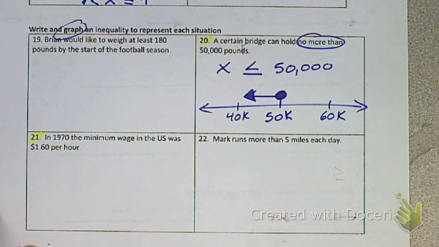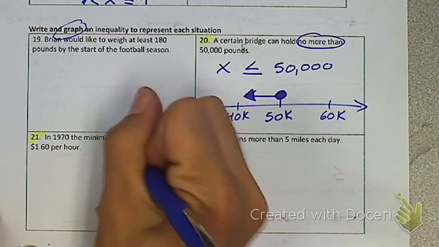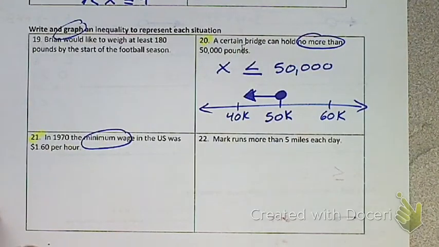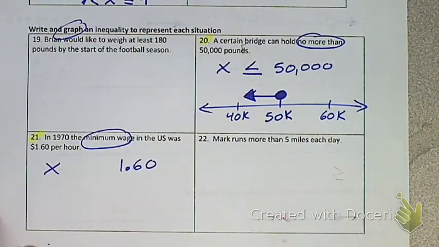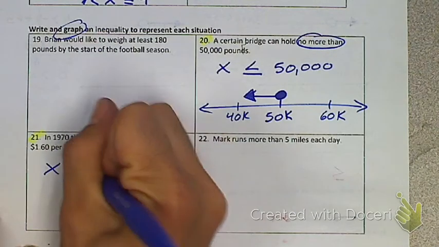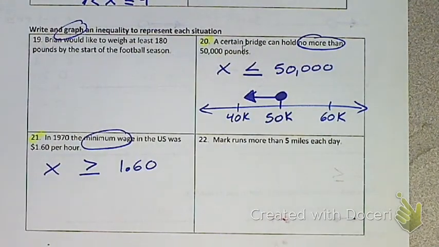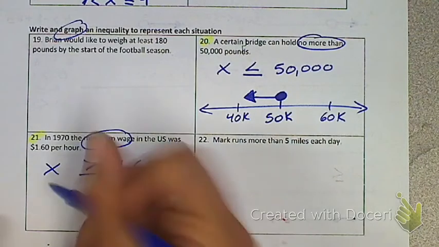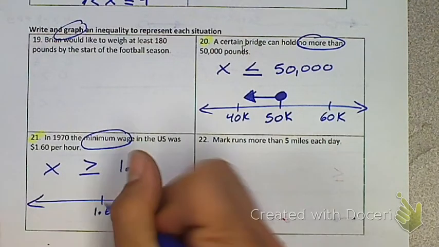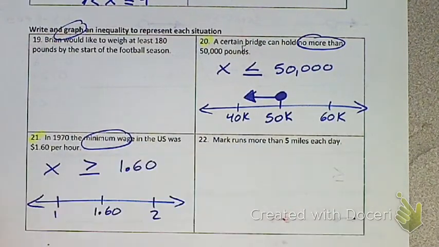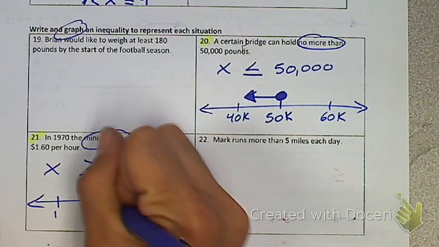And 21, the last one. In 1970, the minimum wage in the U.S. was $1.60 per hour. If you're working a job that gives you the minimum wage, you don't want to get paid less. Meaning, it's everything bigger than $1.60. So it's greater than or equal to 1.60. Number line, 1.60. Let's put $2 here and $1 here. Closed circle, greater than, to the right.